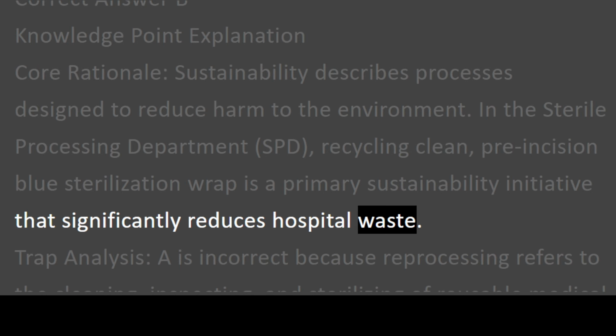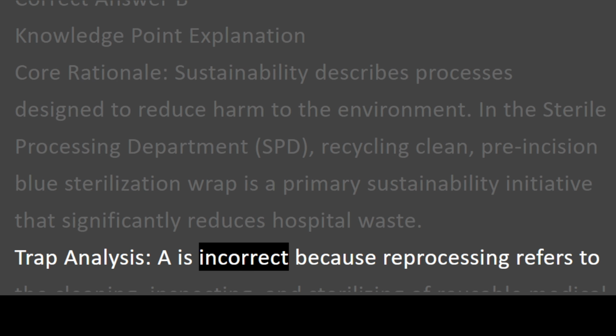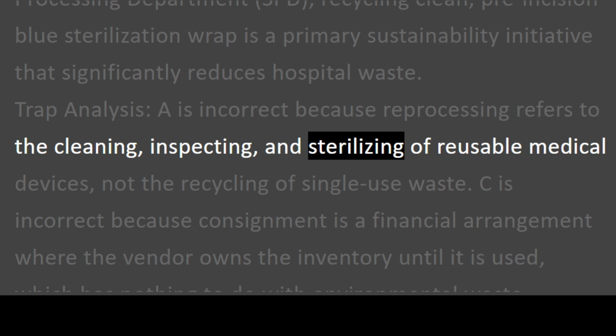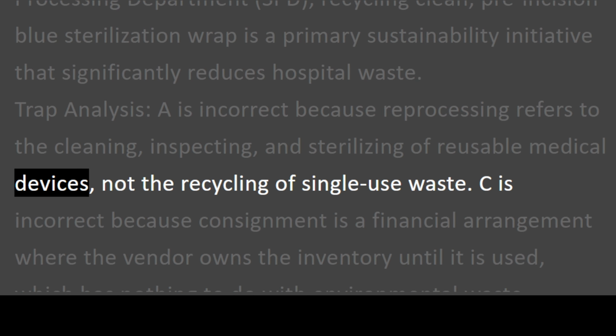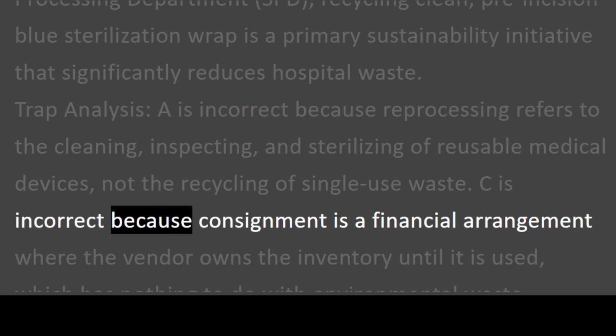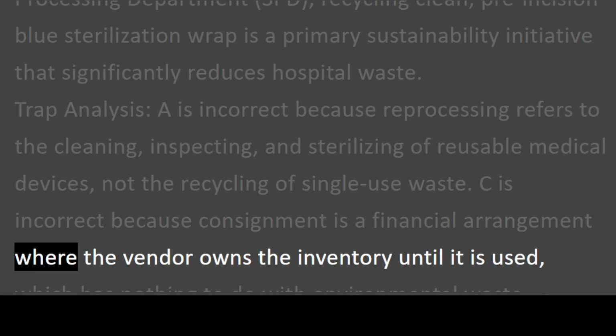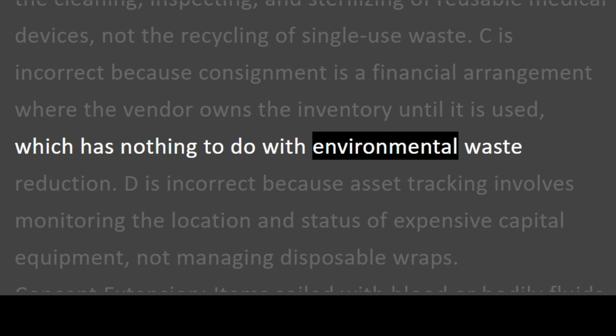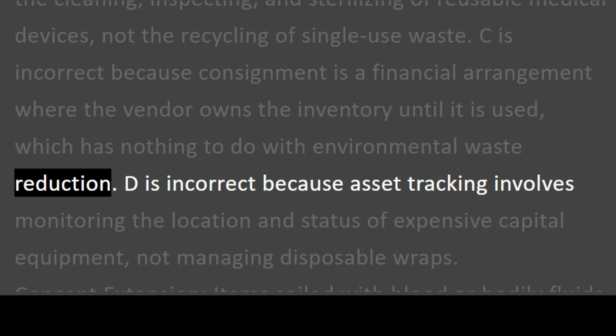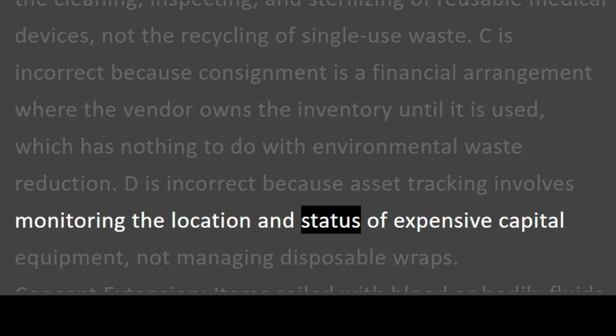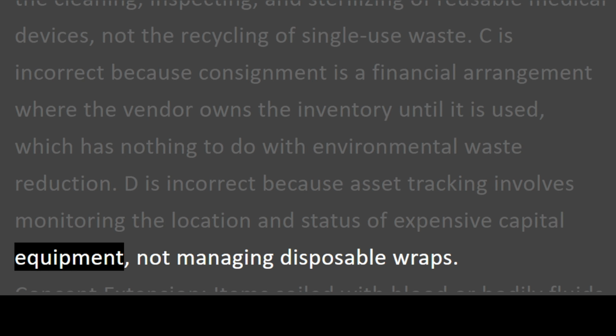Trap analysis. A is incorrect because reprocessing refers to the cleaning, inspecting, and sterilizing of reusable medical devices, not the recycling of single-use waste. C is incorrect because consignment is a financial arrangement where the vendor owns the inventory until it is used, which has nothing to do with environmental waste reduction. D is incorrect because asset tracking involves monitoring the location and status of expensive capital equipment, not managing disposable wraps.